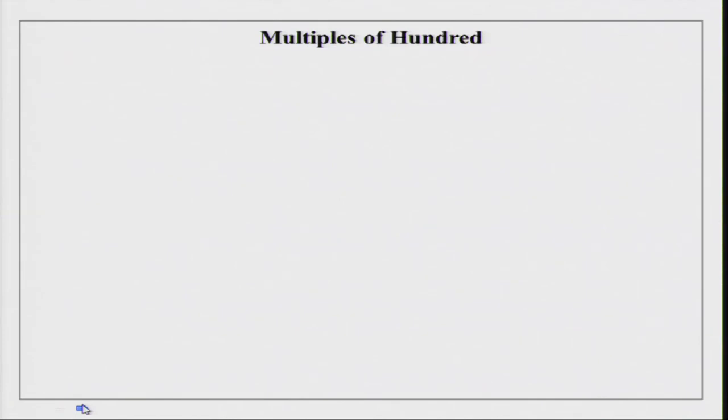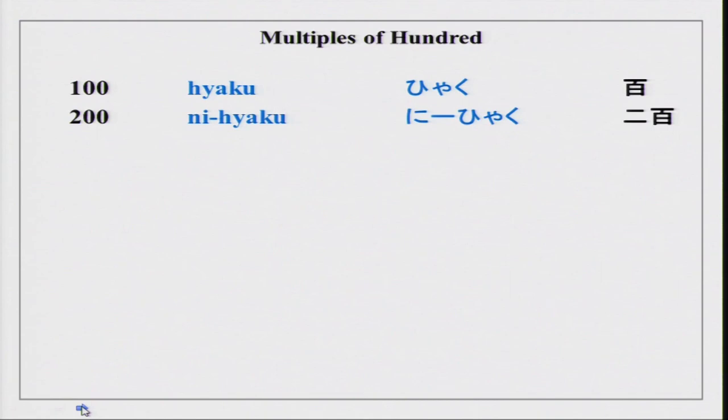Well, now, just in your previous slide, we were asking price of objects where you had multiples of 100 and we have done it earlier as well. Now, let us try to practice what we have done. Well, you can see hyaku over here and hyaku is 100, and the character for hyaku is also given. Nihyaku. Simple ni plus 100 makes it nihyaku.